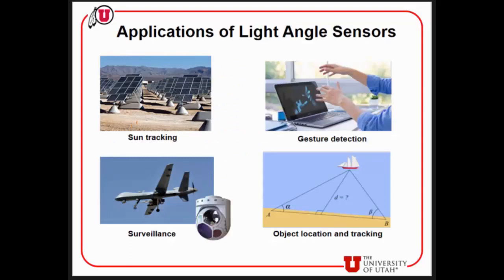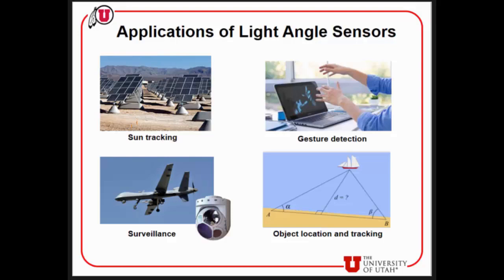In today's world, there are many applications which might require you to know the angle of the incoming light rays. For example, in a solar power plant, these light angle sensors might be required to track the movement of the sun to maximize the power output. Such sensors are also used for light gesture detection in laptops and other industrial machinery. Generally speaking, these light angle sensors are used for air surveillance and any application which might need location and tracking of devices which are reflective or bright in nature.